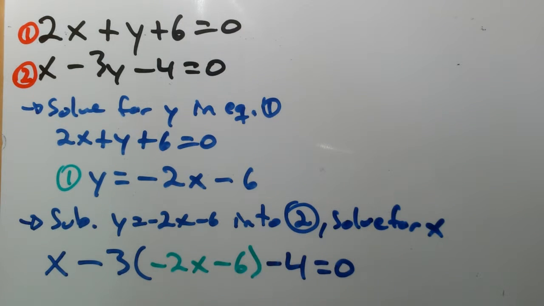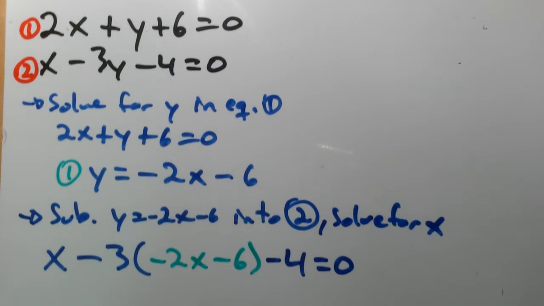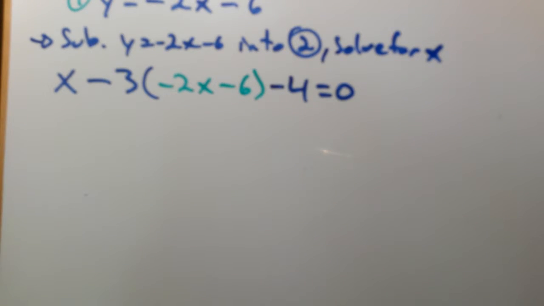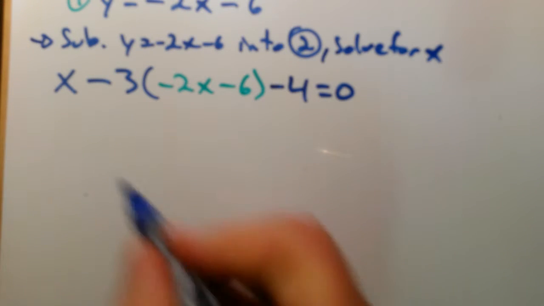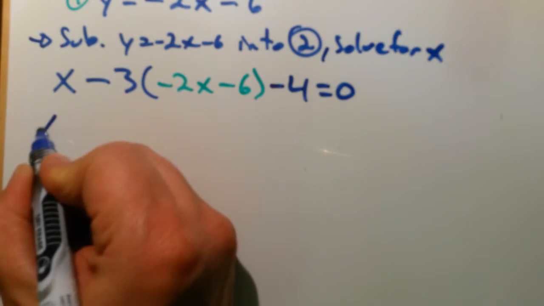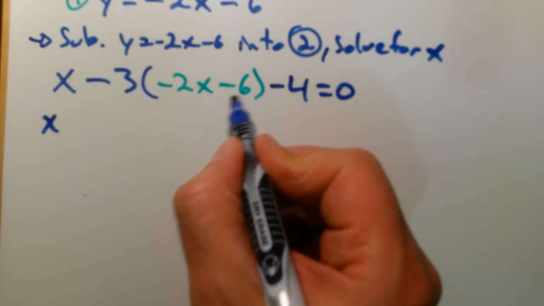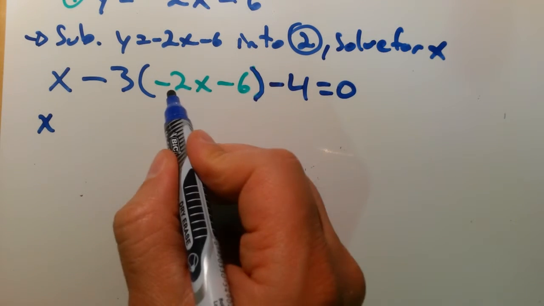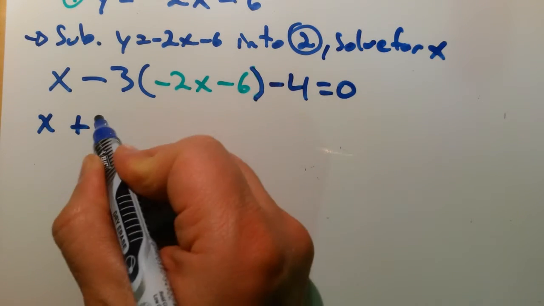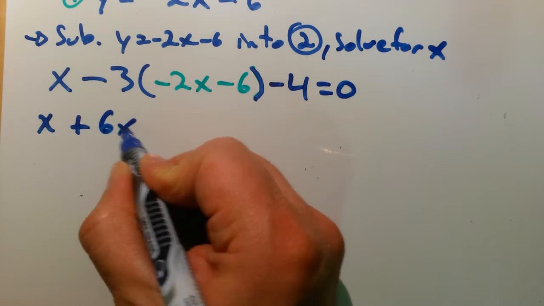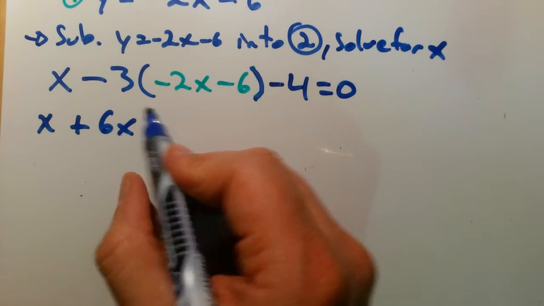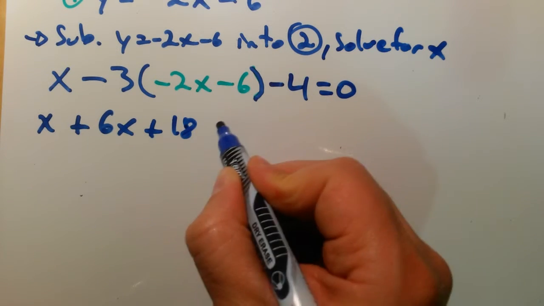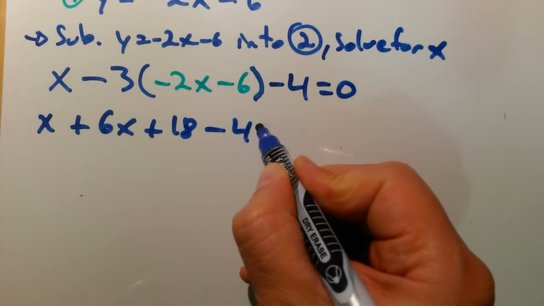Okay, we're going to run out of space, but that's fine, we'll manage. So now let's start solving for x on this one. So we have to bring in the 3 first. So we do the following. We have x, let's bring the 3 into the brackets. Negative times negative becomes positive. 3 times 2x is 6x. Negative times negative, positive. 3 times 6, 18, and then the minus 4 comes down.